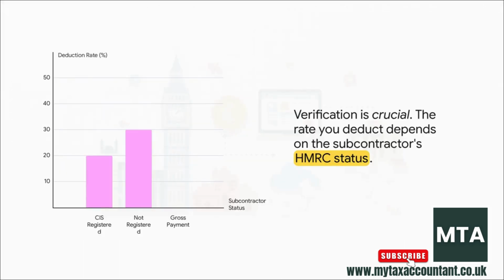Now, here's where it gets really interesting, and this is so important. Look at how much these deduction rates can change. This is exactly why you must verify every subcontractor with HMRC before you pay them a single penny. If they're properly registered for CIS, you deduct the standard 20%. But if they're not registered, that rate shoots up to a massive 30%. And then you've got some subs who've earned gross payment status, which means you deduct nothing, 0%. Get this bit wrong, and it creates a huge mess for everyone involved.